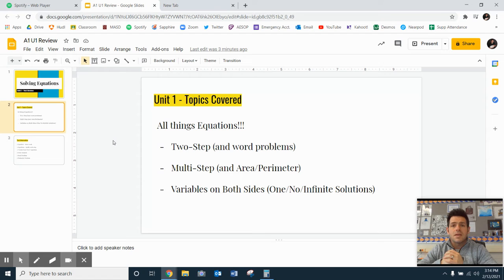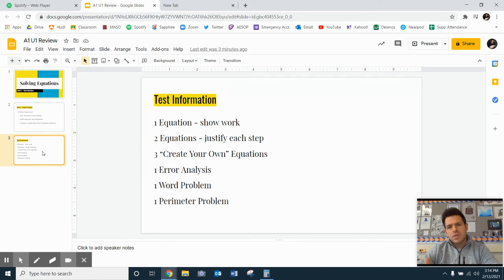Obviously, you can go back and take a look at all the checklists that we've done to help yourself study on that, as well as previous Nearpods and videos that might help you out with that. In terms of the actual test material, it is one piece of paper. You can see the rundown there.